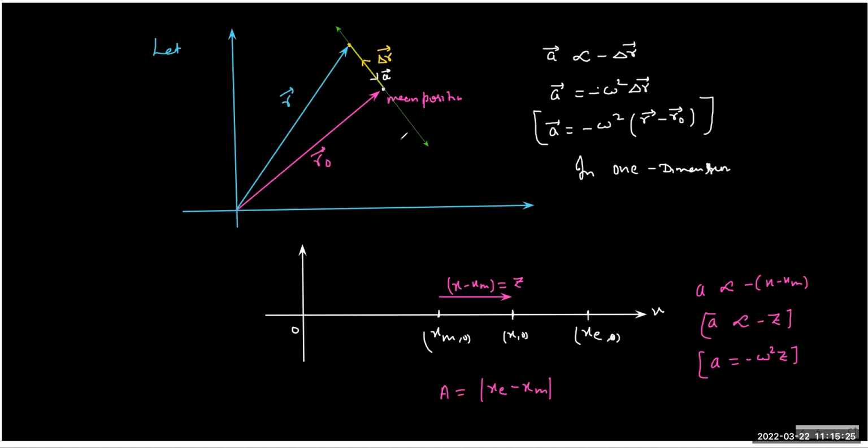So you will move like this, and therefore again you will have the amplitude. So maybe this is the extreme position with a position vector of r extreme. So we can say that the amplitude is equal to the mod of r extreme minus r naught. I hope you know the mod.